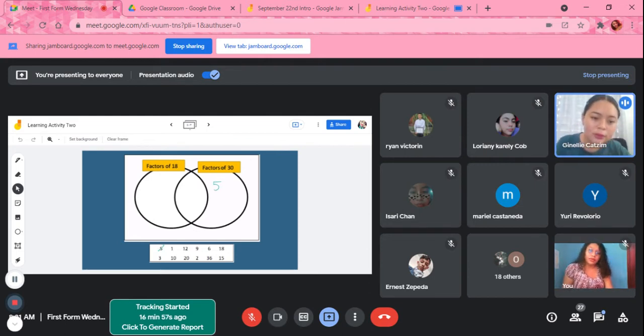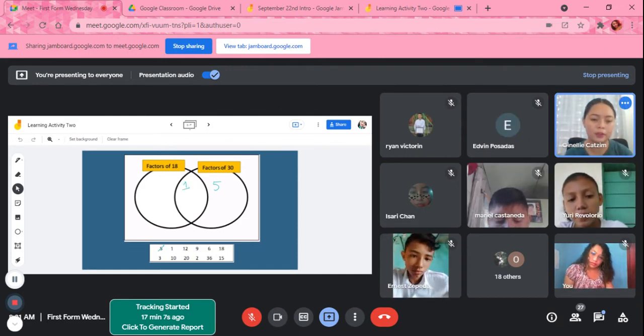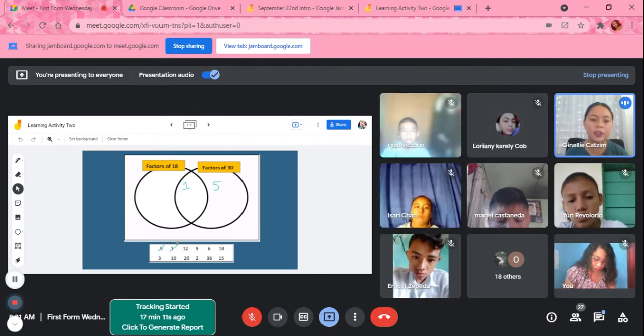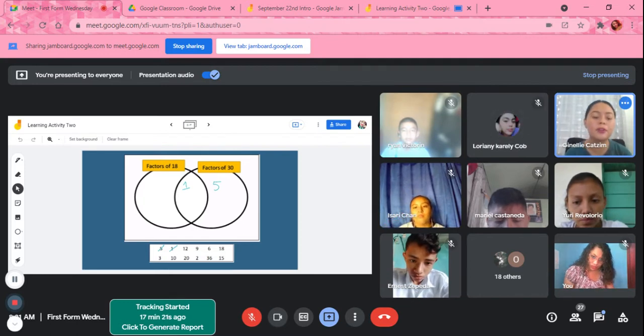Okay, so we have 1. That was both, miss. So we put it in the center, right? Yes, miss. Okay. So we have 12. Is 12 a factor of 18? No, miss. And is 12 a factor of 30? No, miss. So that won't fit there.